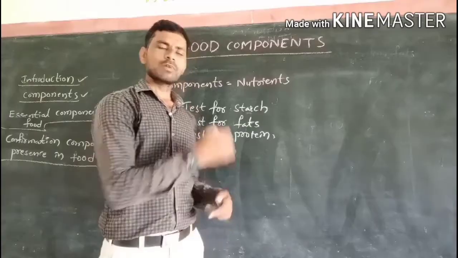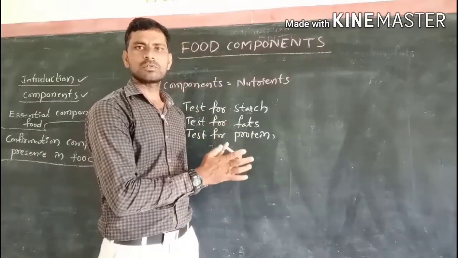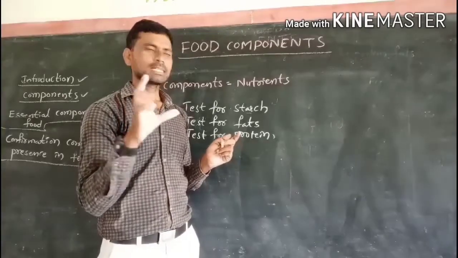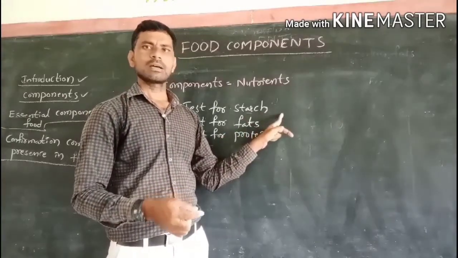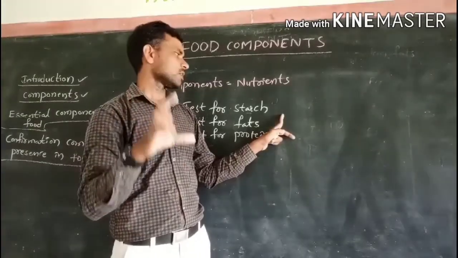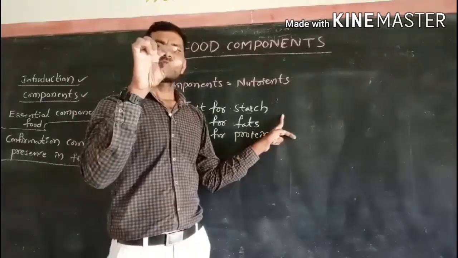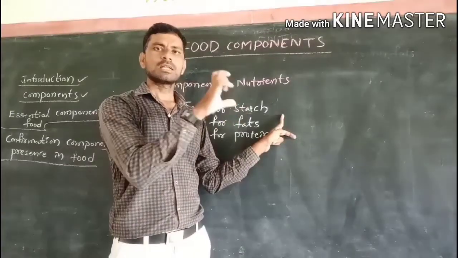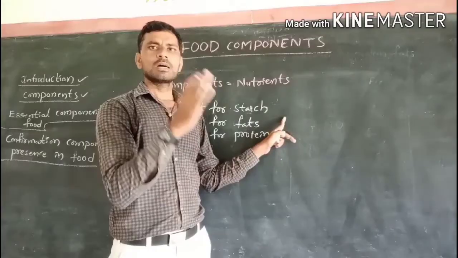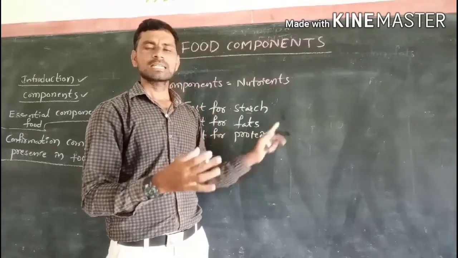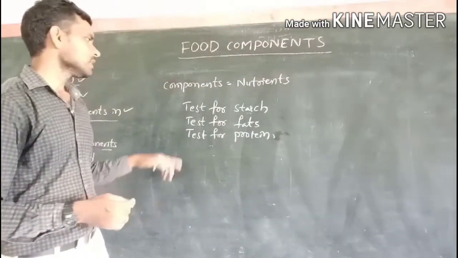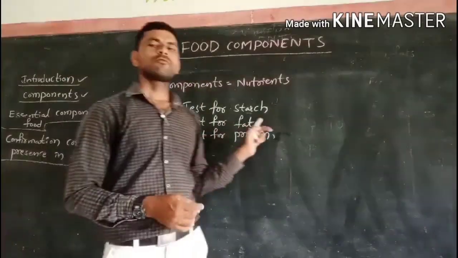So, test for starch. How can we confirm the starch is present in the food? We need some chemicals such as iodine solution and a food sample. Whichever one you want to test, you can take that one and pour a few drops of iodine solution on the food item. If it turns blue or dark black in color, that is containing carbohydrates.